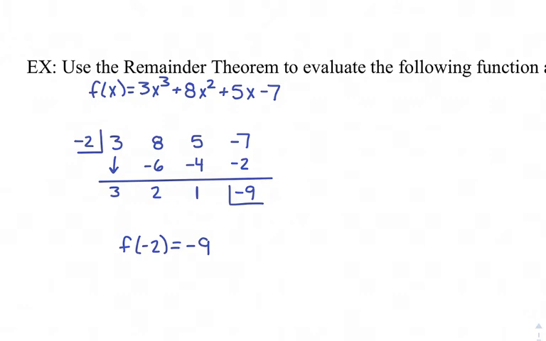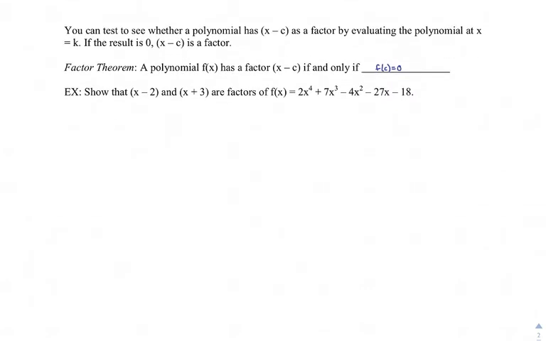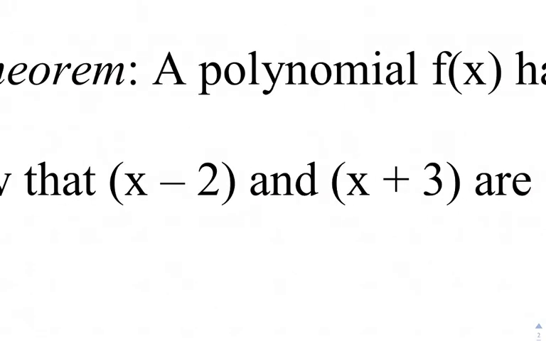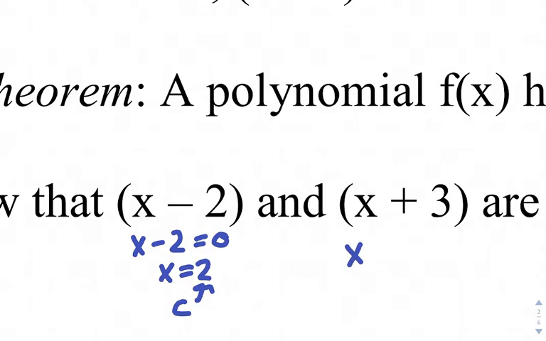So it's the remainder. So the factor theorem says that if your remainder is 0, that means that number is a factor of your function. So in this first example, it wants us to show that x minus 2 and x plus 3 are factors of f of x. Remember, when it gives us x minus a number, we set that equal to 0. So really my c value is going to be 2 here. And then I'm going to have to do another one where my c value is going to be -3.